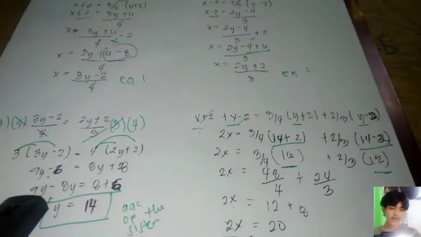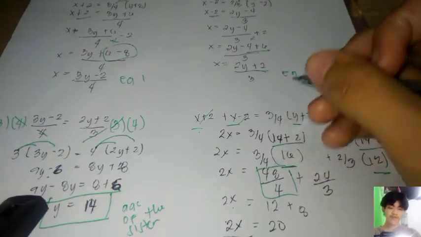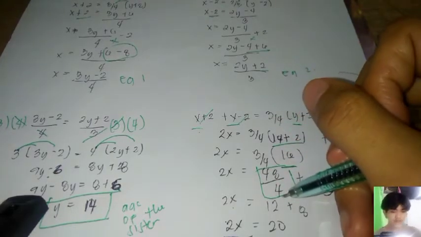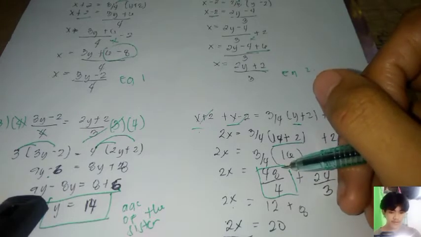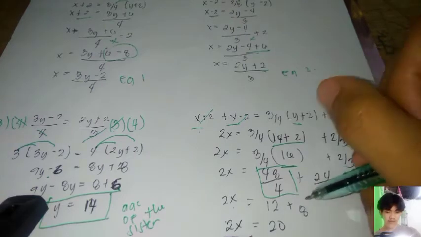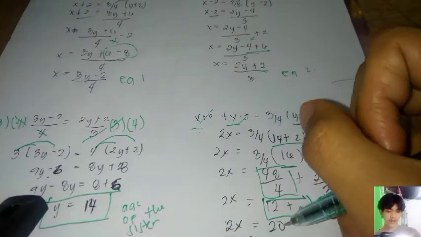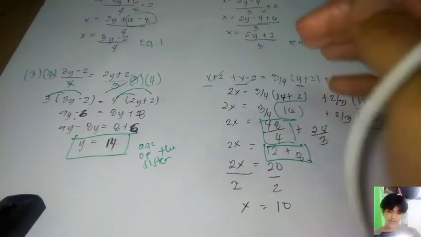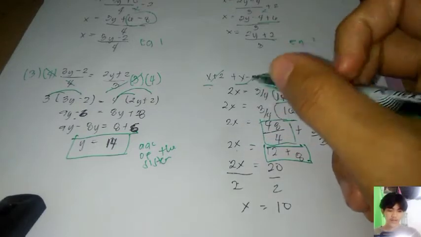So the next thing you need to do is to divide them. So we have 48 over 4, equals to 12, and 24 divided by 3. So we have 8. Let's add this one. So we have 20, and just copy the 2x.